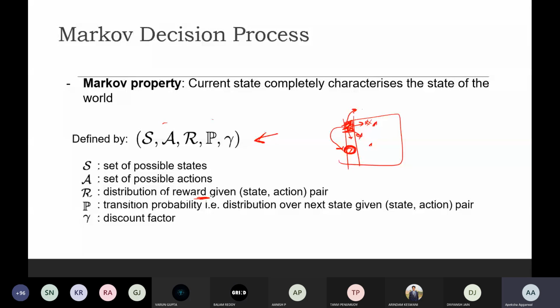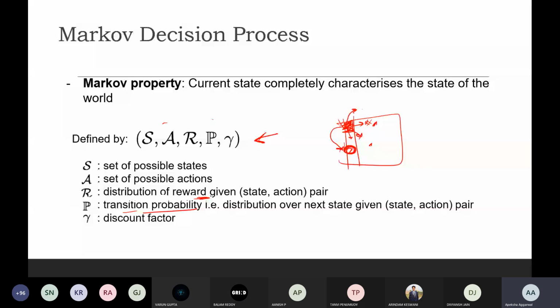Next we have the transition probability. Transition is basically moving from one state to another. So this agent has moved from this position to a second position. So this is the transition probability. Then the discount factor. This is important.